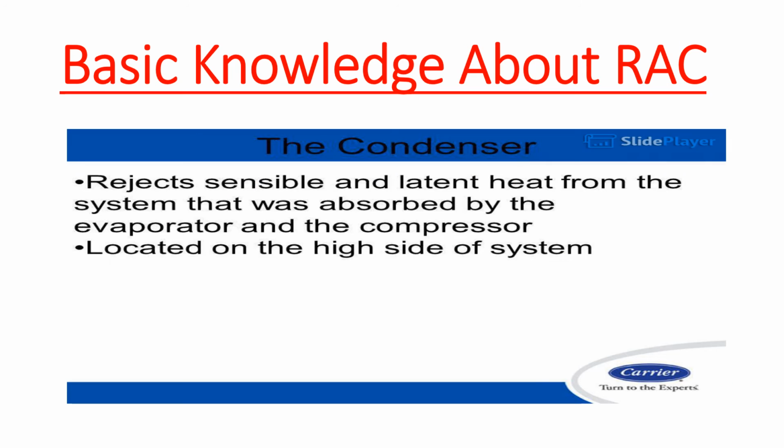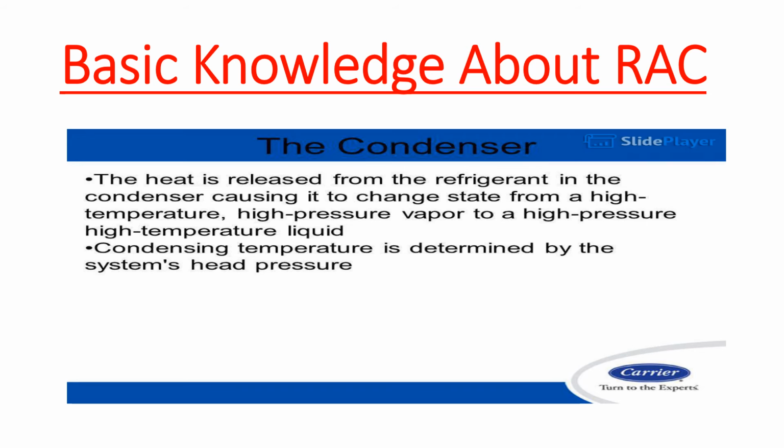The condenser rejects sensible and latent heat from the system that was absorbed by the evaporator and the compressor. Located on the high side of system. The heat is released from the refrigerant in the condenser, causing it to change state from a high temperature, high pressure vapor to a high pressure, high temperature liquid. Condensing temperature is determined by the system's head pressure.